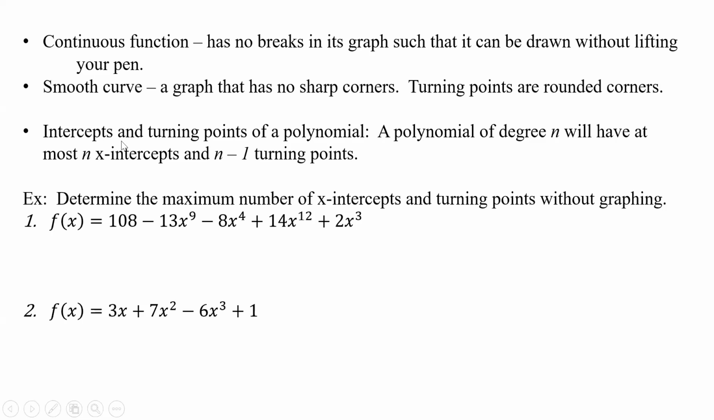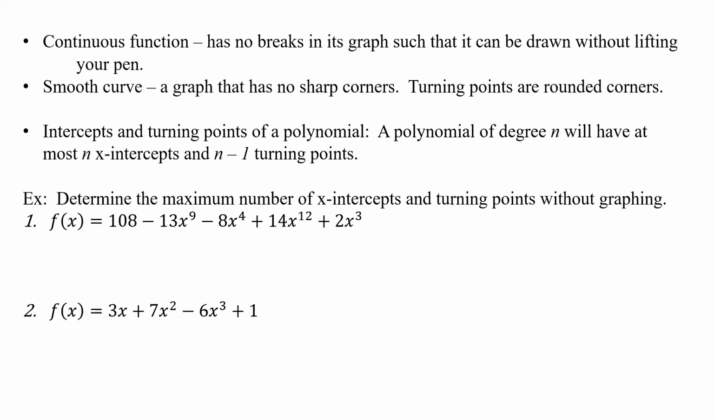All right. Then we have our intercepts and turning points, which we've been kind of looking at. Now, the key is they're going to tell us that the polynomial of degree n, so whatever our highest degree is, is going to have at most n x-intercepts. So if we have something x to the fourth, that means we're going to have at most 4 x-intercepts. And we're going to have n minus 1 turning points. So 4 minus 1, which would be 3 turning points. So we're getting a little more fine detail of what happens in between our extreme behavior at both ends.